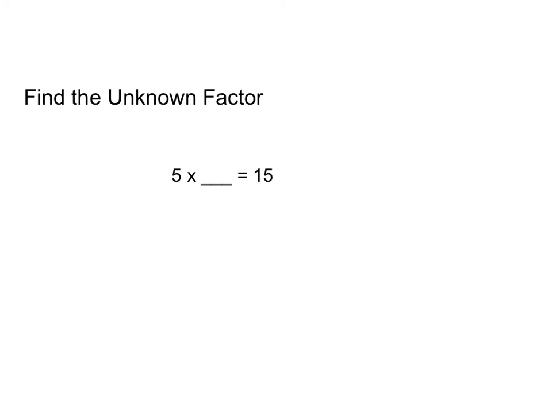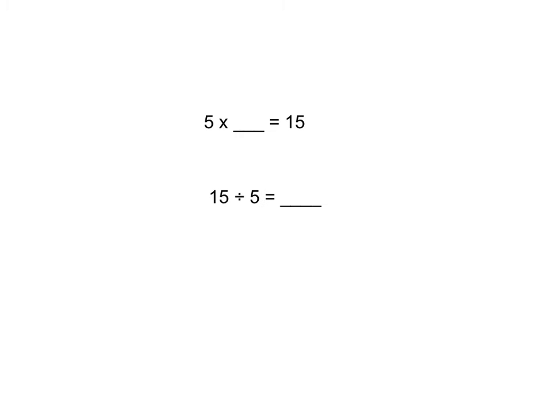All right, here we're going to find the unknown factor. We're going to look at this problem, and right away you should say 5 times what is 15? 5 times 3 is 15. So if we know that 5 times 3 equals 15, we also know that 15 divided by 5 equals 3. So you can see that multiplication and division are related to each other, and they're part of that same fact family.